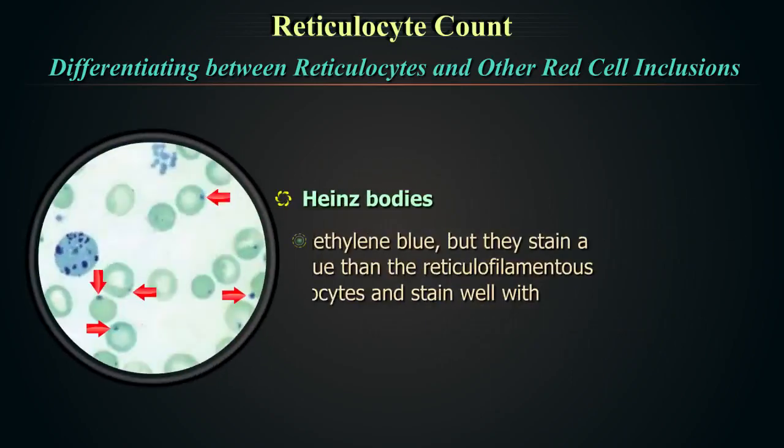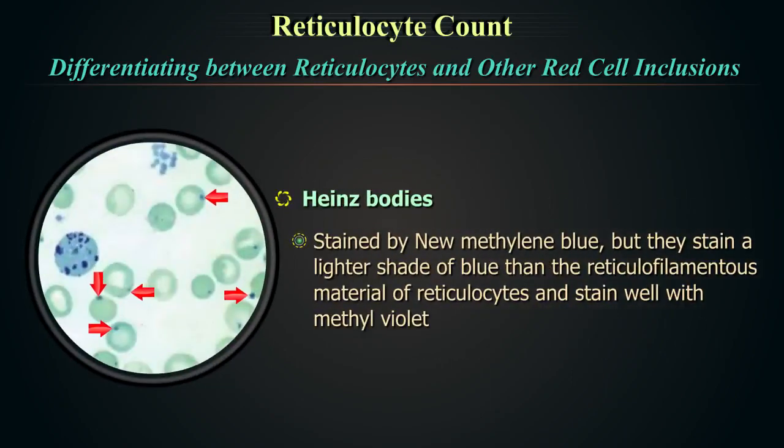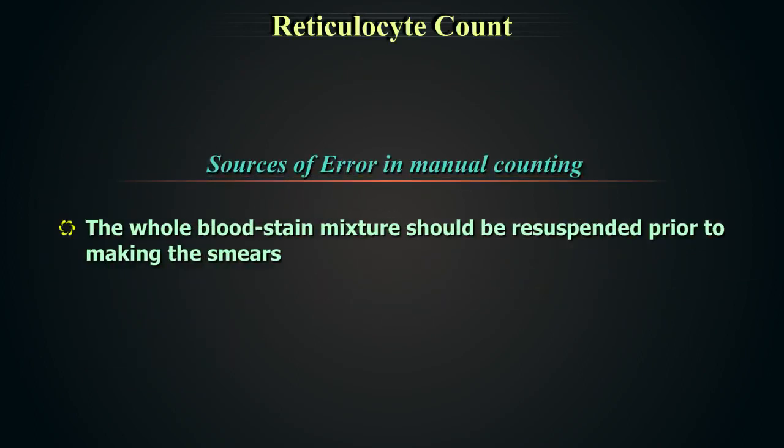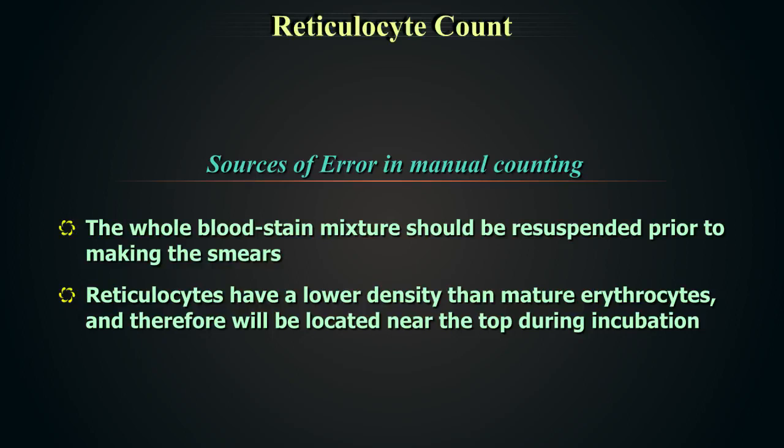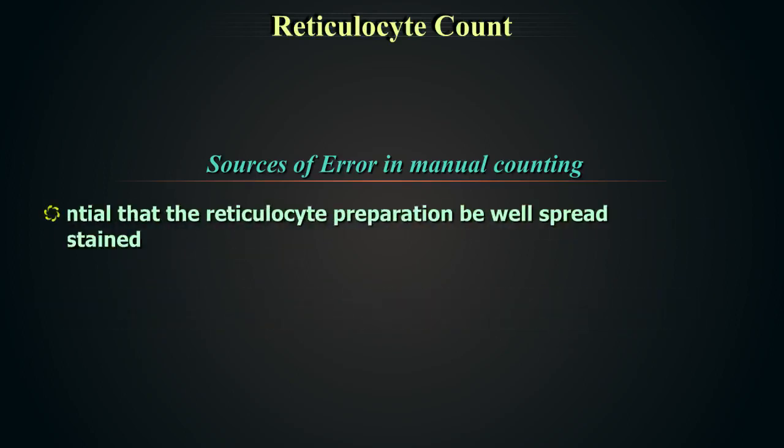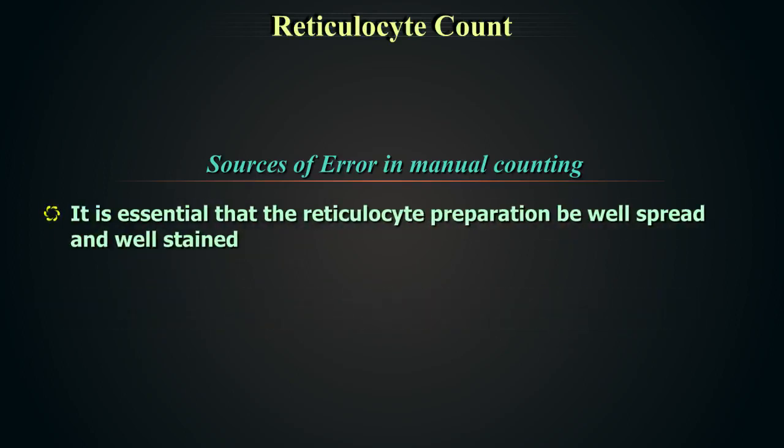Heinz bodies are also stained by new methylene blue, but they stain a lighter shade of blue than the reticulofilamentous material of reticulocytes and stain well with methyl violet. The whole blood stain mixture should be resuspended prior to making the smears. Reticulocytes have a lower density than mature erythrocytes and therefore will be located near the top during incubation. It is essential that the reticulocyte preparation be well spread and well stained.